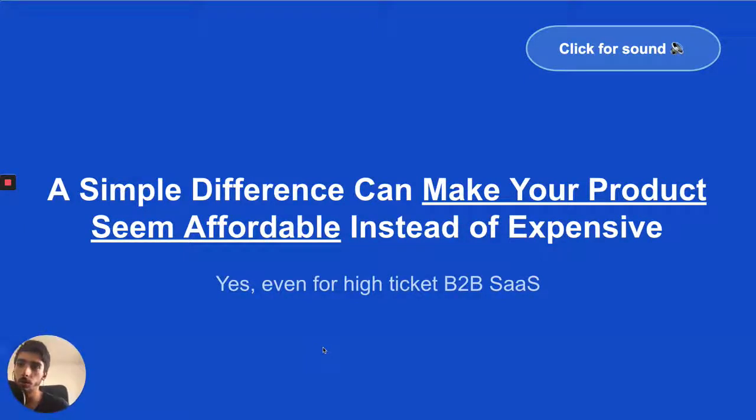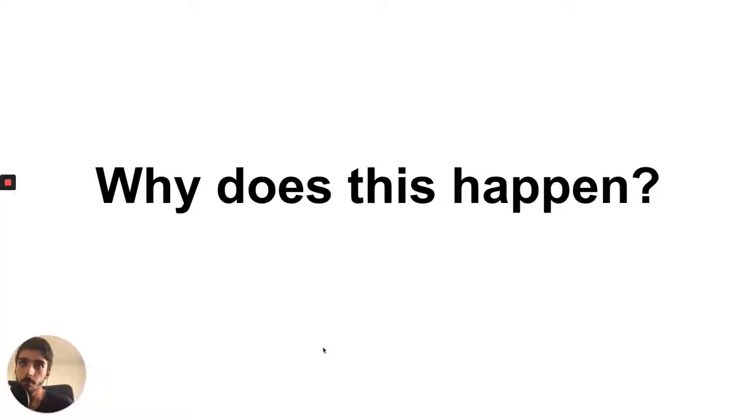In this one we'll be talking about how a simple difference can make your product seem either affordable or just way too expensive. And yes, this also works for a high ticket B2B SaaS and is most likely to happen in this case anyway. So why does this happen? Why do people look at your website and see it as too expensive, or think maybe they should look for a cheaper alternative, or maybe it's not worth it? Why are people not converting because of this issue?